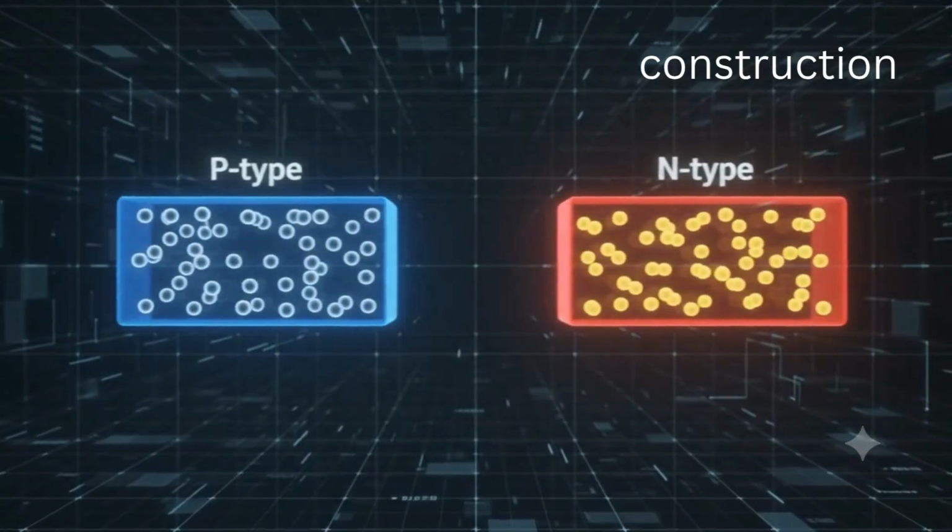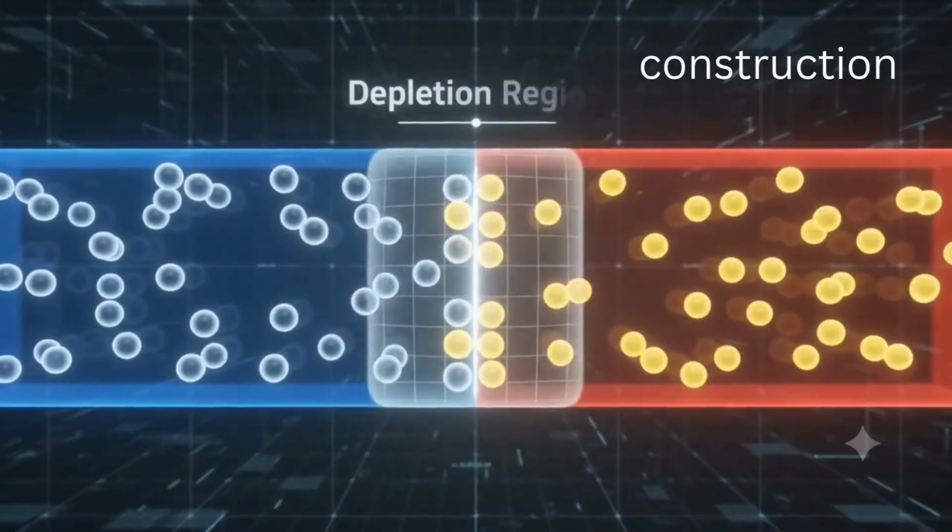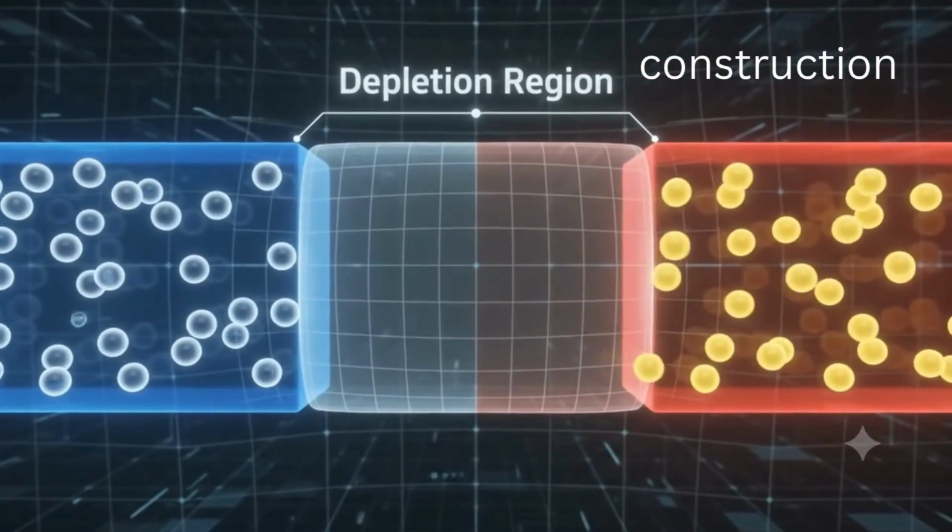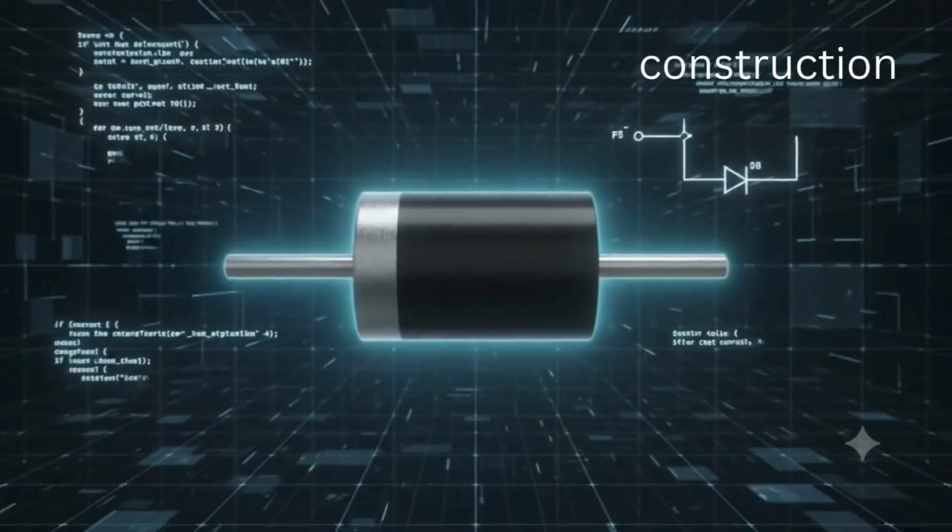A diode is made by joining two semiconductors, a p-type and an n-type. Together they form a p-n junction with a depletion region. This acts as a barrier.